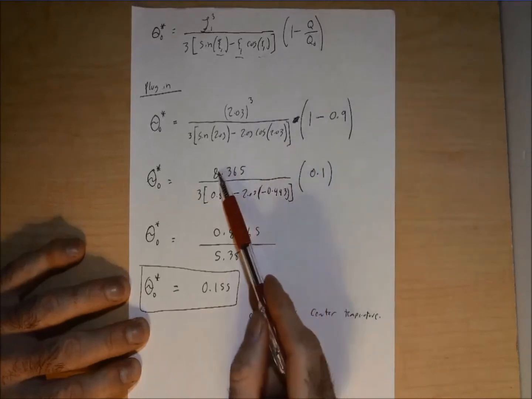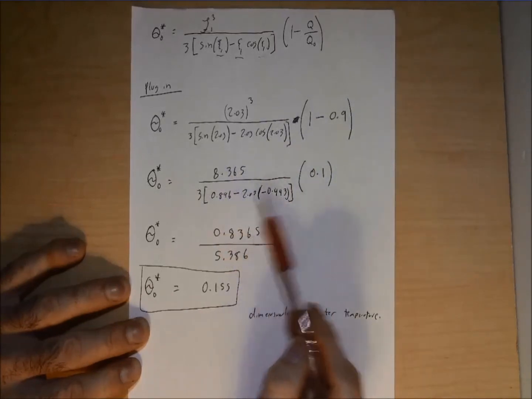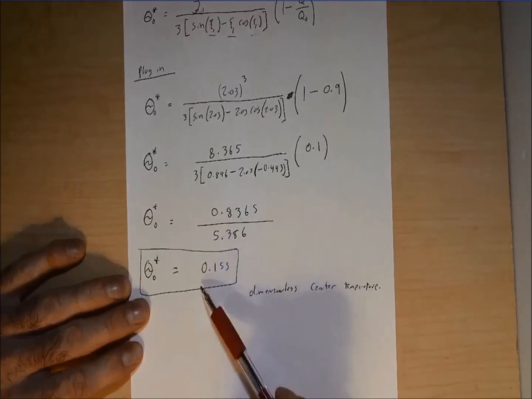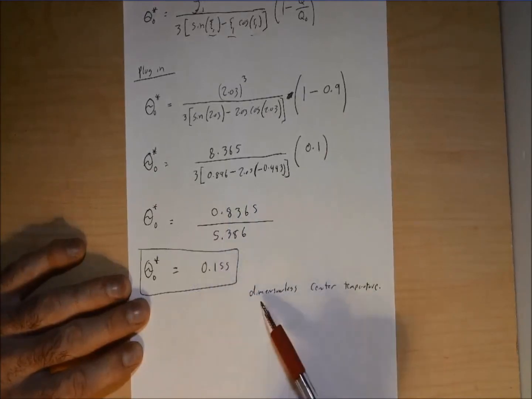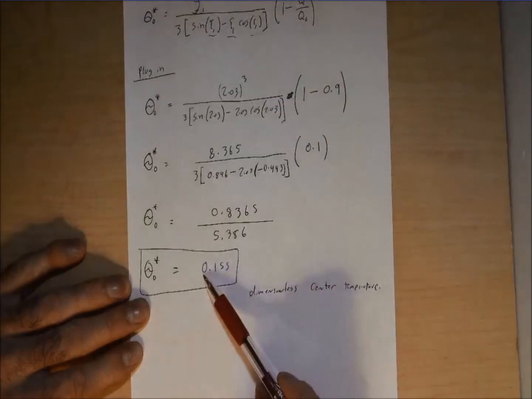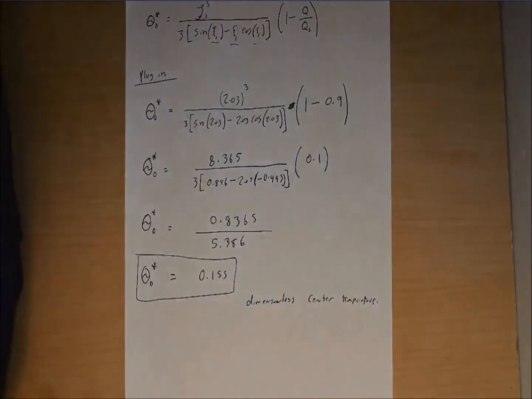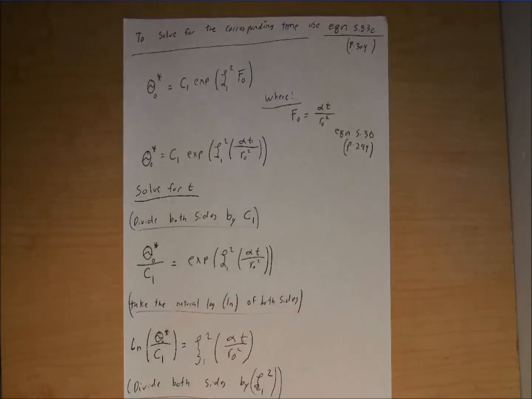Then we can go through, start doing out some of the math here, get these values here. We end up with this ratio down here, which when we plug in, this ends up being, for our dimensionless center temperature, a value of 0.155. Next step in the solution is to solve for the corresponding time.